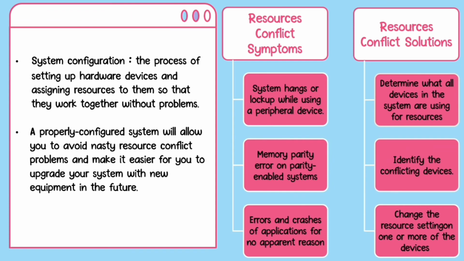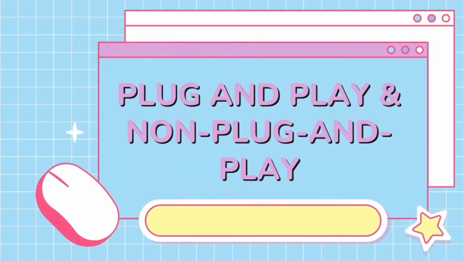So to solve this problem, there are 3 resource conflict solutions, which are to determine what all devices in the system are using for resources, identify the conflicting devices, and also change the resource setting on one or more of the devices. Last but not least is plug and play and non-plug and play.